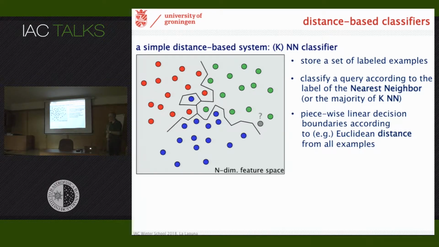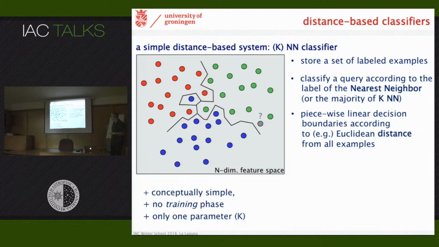So for the gray point, I determine, I don't know, the 5 nearest neighbors in my data set, and then I let them decide by majority vote which class this point should belong to. So this is conceptually simple, right? It doesn't get any simpler in classification.